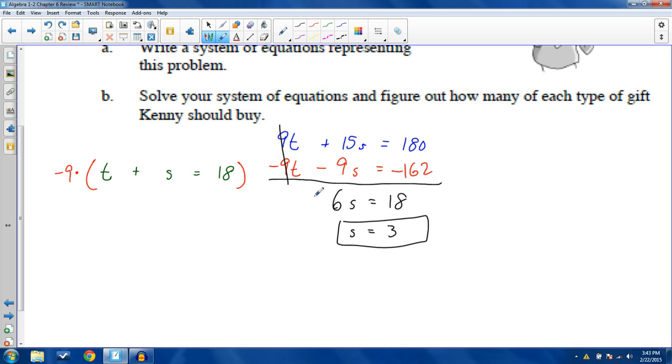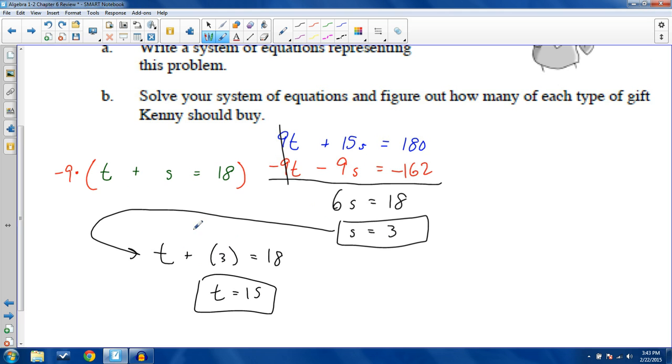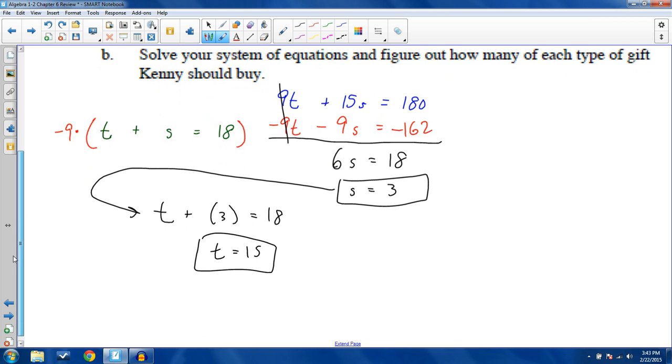I'm just going to substitute s into this original equation right here. It's a pretty good one because it uses smaller numbers. I could have used it in any equation, but smaller numbers are better for me. So t plus 3 equals 18. Subtract 3 from both sides. t equals 15.